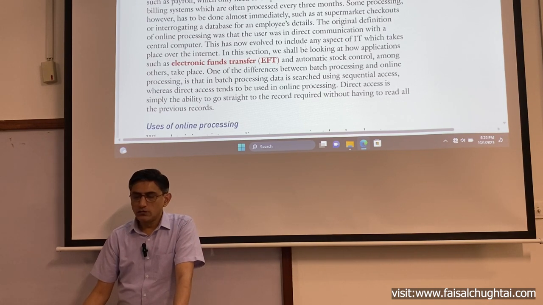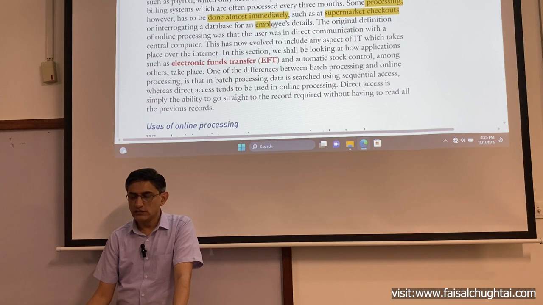Okay, now we do know that transaction processing, or online processing, will be needed when data has to be processed or processing has to take place immediately, such as supermarket checkouts. These are a few more examples: interrogating a database for an employee's details.